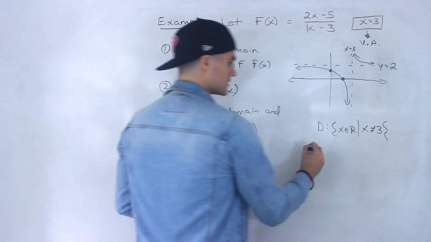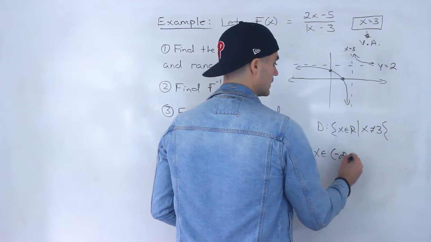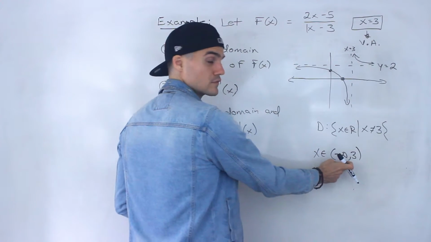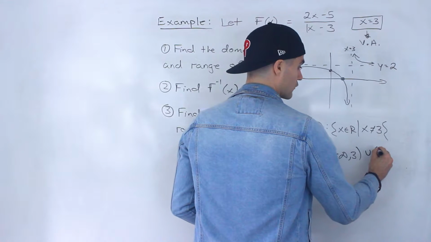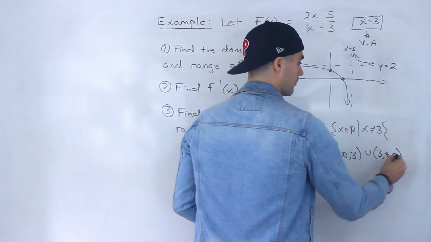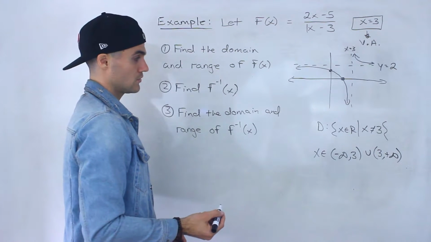Or another way to show this is that x would be an element from -infinity to 3, not inclusive of 3, so there'd be a circle bracket there, or from 3 to positive infinity. Okay, so that's one way to show the domain.